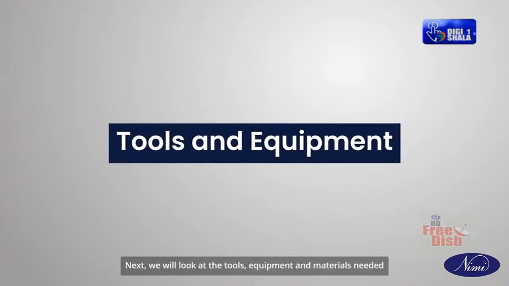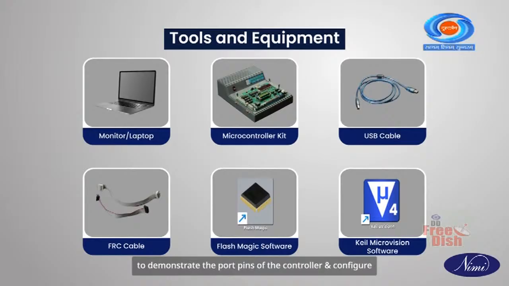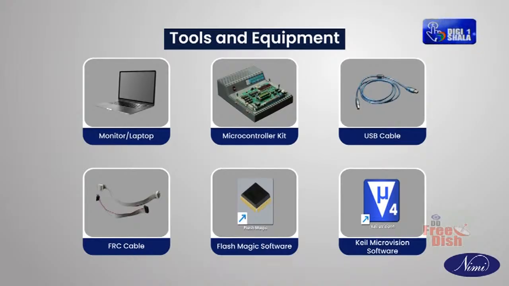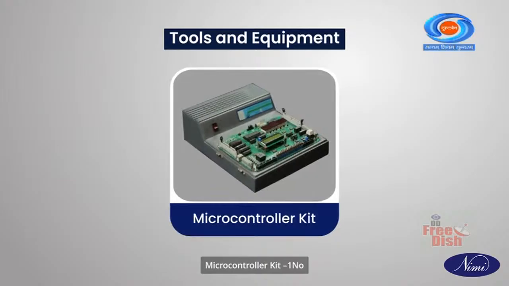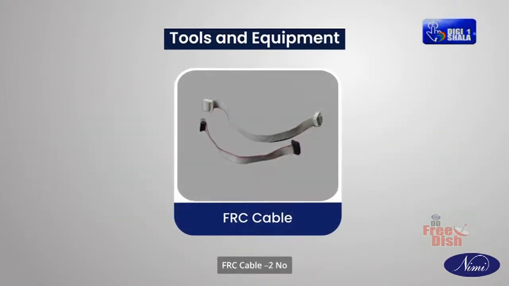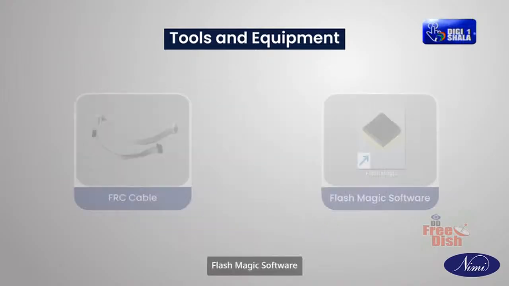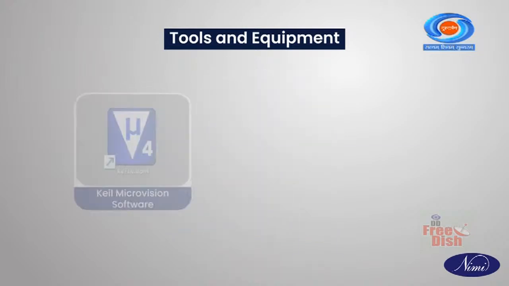Next, we will look at the tools, equipment and materials needed to demonstrate the port pins of the controller and configure the ports for input and output operation. For this, you will need the following: monitor or laptop, 1 number; microcontroller kit, 1 number; USB cable, 1 number; FRC cable, 2 numbers; FlashMagic software; and Keil MicroVision software.